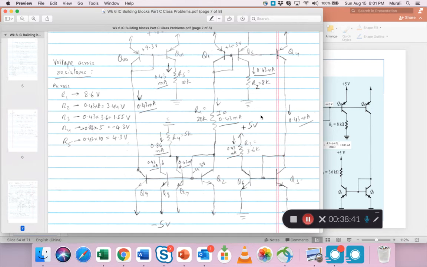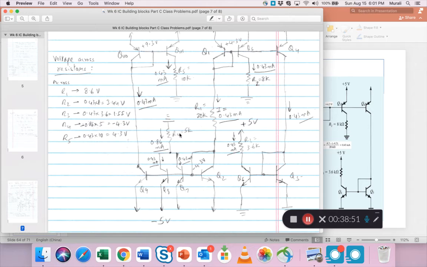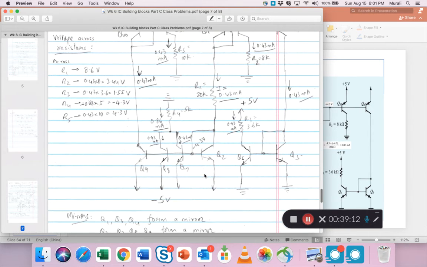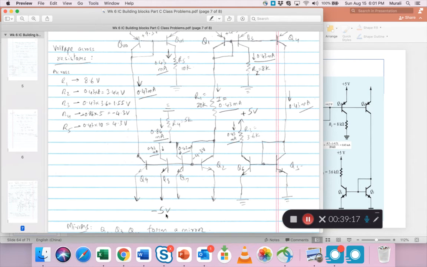R5, which is here finally, is 0.43 times 10K, which is 4.3. Okay, so it's a little bit crazy looking circuit, but once you identify the fact that Q1 and Q2 form the source mirror, and given R1, it's easy enough to find I, given the two voltages on either end, plus VCC and minus VEE.